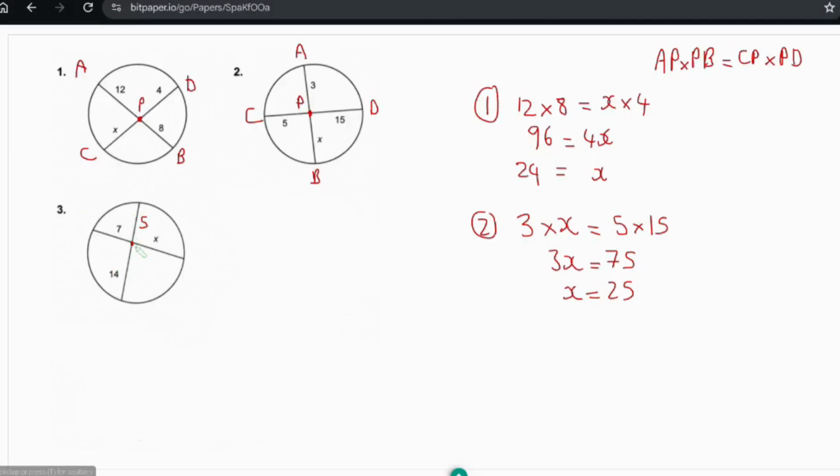Not sure if you've noticed this in the question, but that 5 is randomly down here, should be up there. Okay, so P, A, B, C, D. So 7 times x is equal to 5 times 14. 7x is equal to 70. Divide both sides by 7. X is 10.